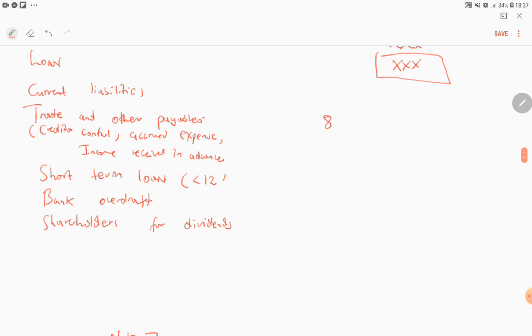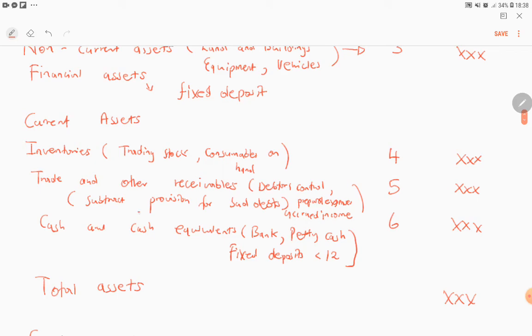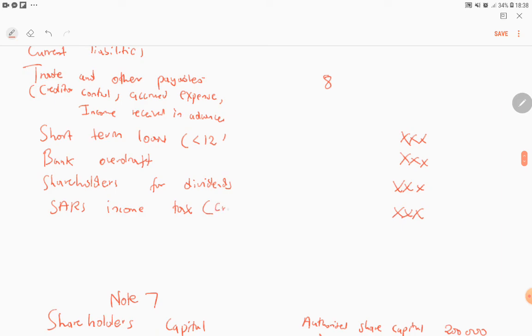Now, after having your shareholders for dividends, you'll have SARS income tax. Please note that, as I made an example earlier on, SARS income tax becomes a liability if we owe SARS the money. If SARS owes us the money, then it will be included under trade and other receivables. So if we're having a debit balance on this account, it will be included there. If we're having a credit balance, it will be included here.